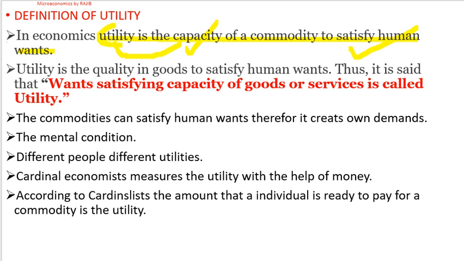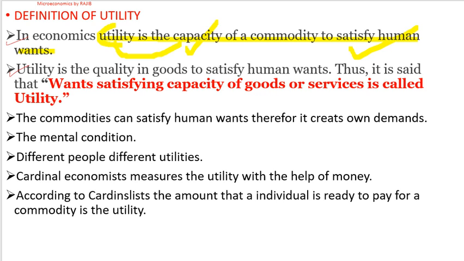If you get any question in your examination regarding utility, like what is utility, sometimes you may get such a question, then you have to remember this and write this sentence completely. In economics, utility is the capacity of a commodity to satisfy human wants. This is important. Okay, so let me come to the next point.